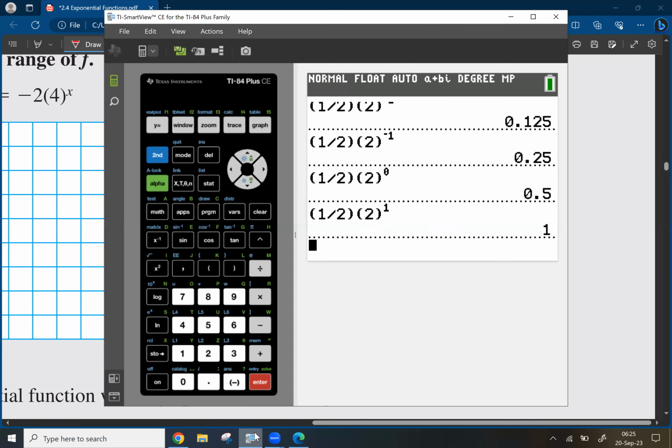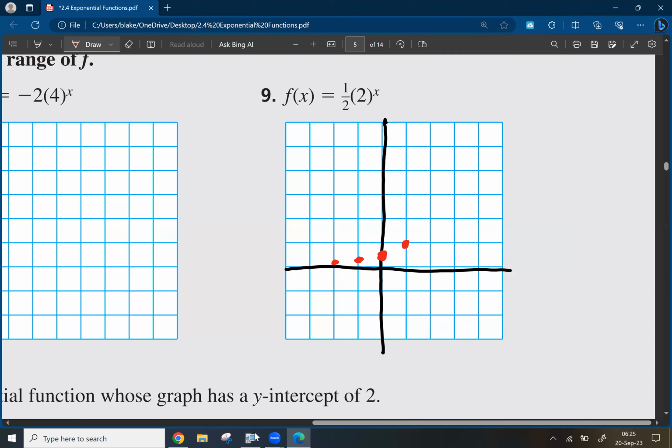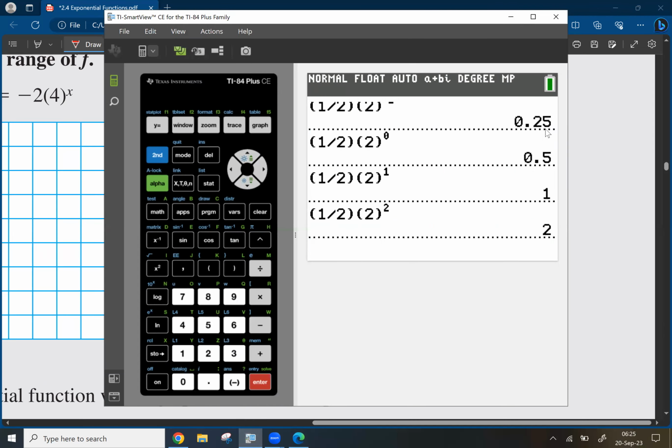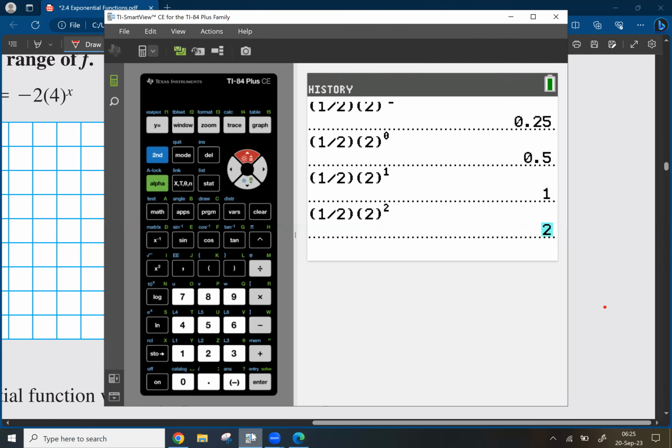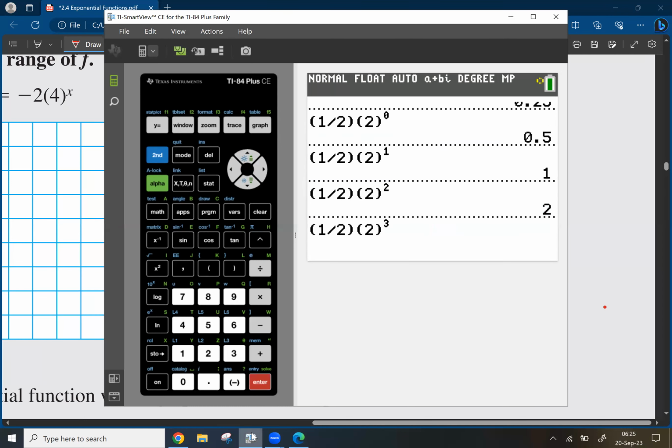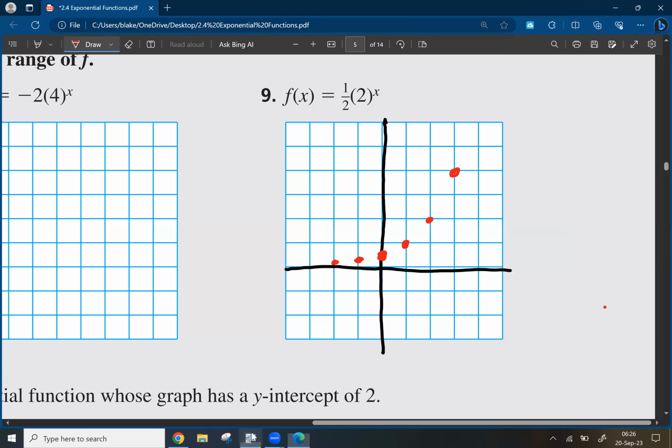And then the next point, if I plug in 2, we get 2. And now if you're noticing what's happening here, we're kind of doubling it, right? If you notice our y values, look at the y values. 0.25 to 0.5, 0.5 to 1, 1 to 2. I would bet the next one would be at 4, right? If I plugged in 3, I'd have the outcome of 4. So we could just test it real quick to be super sure. But if I plugged in 3, I bet it would be 4. Yes, because it keeps doubling.